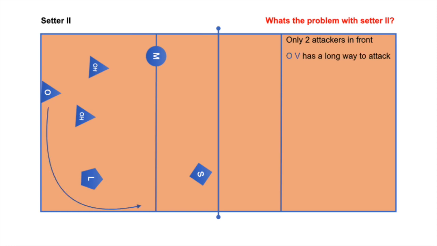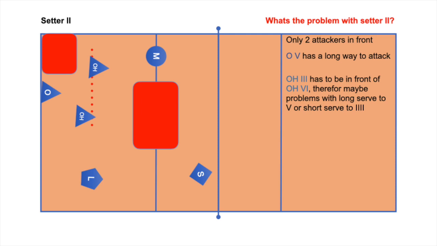Another thing, your best attacker, the opposite on position 5, has a very long way to attack. So this is the most difficult situation for him to attack very well. Since the outside hitters in reception have to watch where they are standing so that they don't violate the rotation rules, there are two areas which are really hard to cover. The back row outside hitter on position 6 may have problems with short serves on position 3. And the outside hitter on position 5 may have problems with long serves because he has to start front.